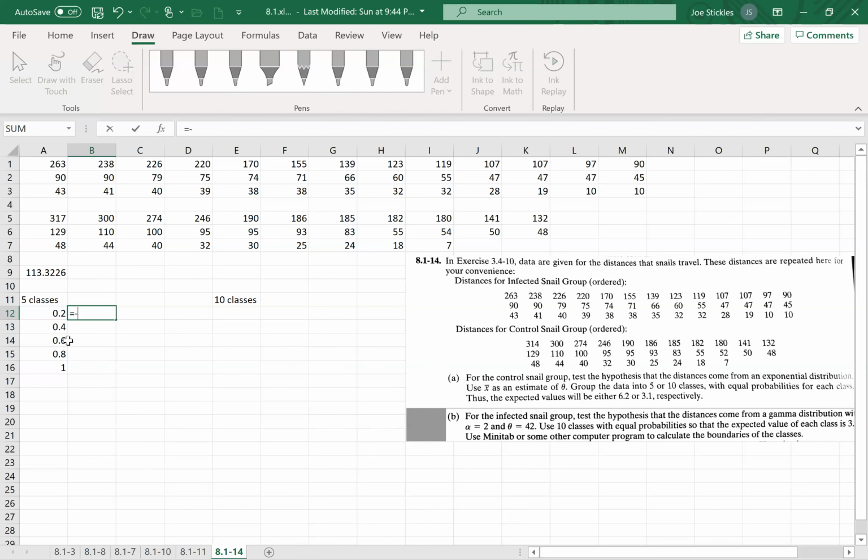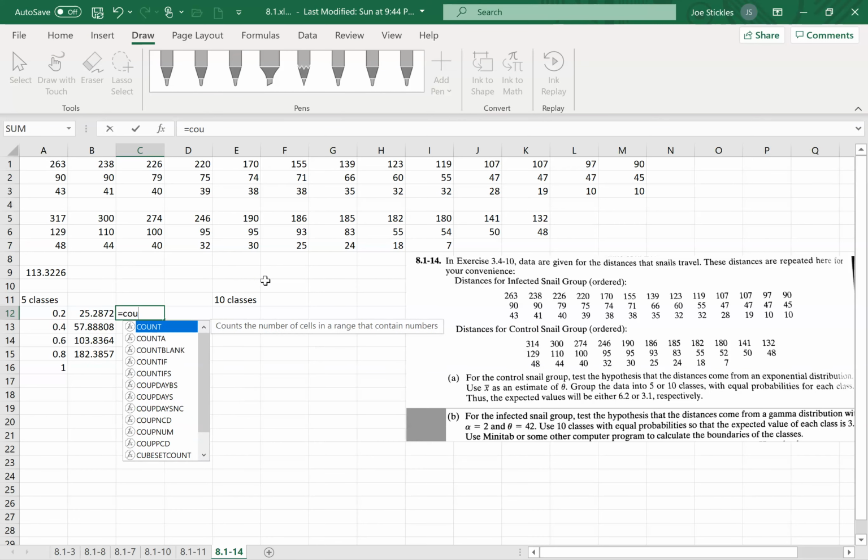All right, so this will be negative theta, which is here. I'll make that an absolute cell reference. Multiply that by the natural log of 1 minus the probability that we want. So let's copy this down this way, and we get those class boundaries. Okay, so with the 5 classes, we'll have something between 0 and 25.2872. Then between those two numbers, and then finally bigger than 182.